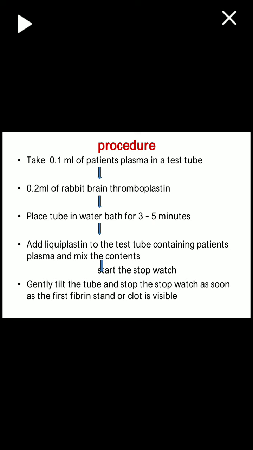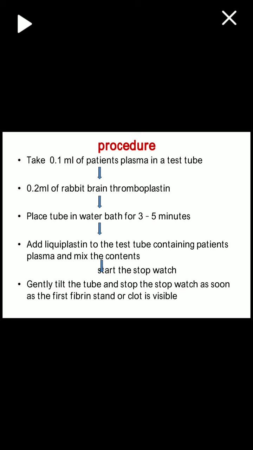So this is the procedure. Normally you take 0.1 ml of patient plasma in a test tube, then add thromboplastin. The tube is placed in a water bath for 3 to 5 minutes, then add thromboplastin to the test tube containing the patient's plasma and mix the contents. Start the stopwatch and gently tilt the tube, and stop the watch as soon as the first fibrin strand or clot is visible. If you tilt the tube, the clot should not detach and fall down.